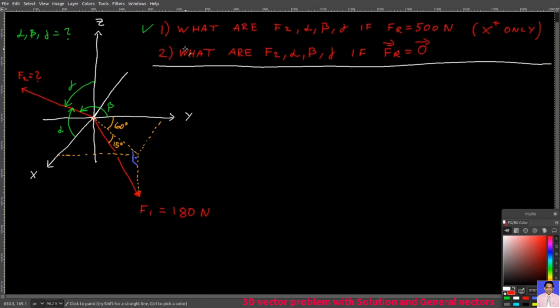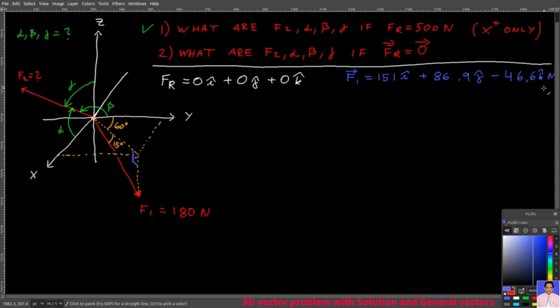Welcome back. So let's now solve the second part of the problem. You still have to calculate the magnitude of F2 and then alpha, beta, and gamma, but now Fr equals a zero vector, which means that you have 0i plus 0j plus 0k. Now you already know that F1 vector equals 151i plus 86.9j minus 46.6k newtons.